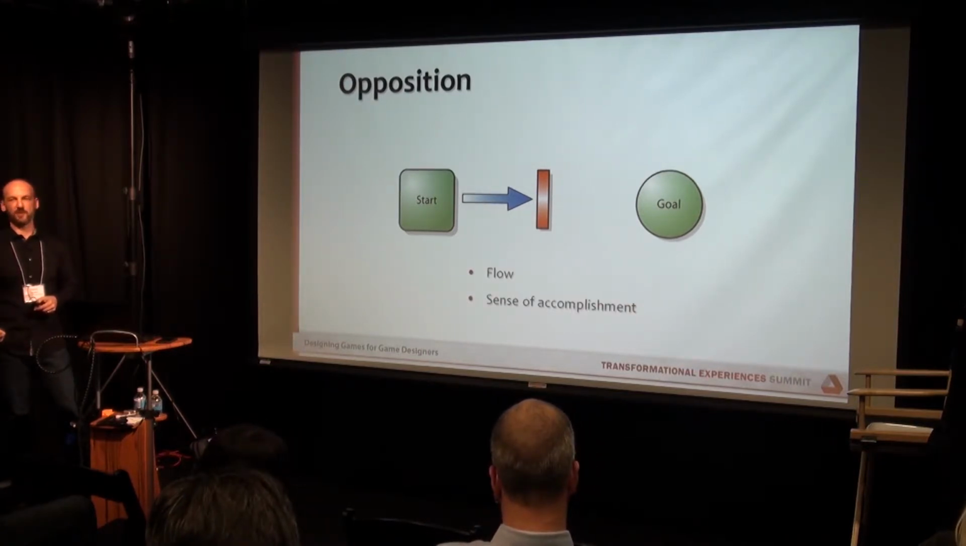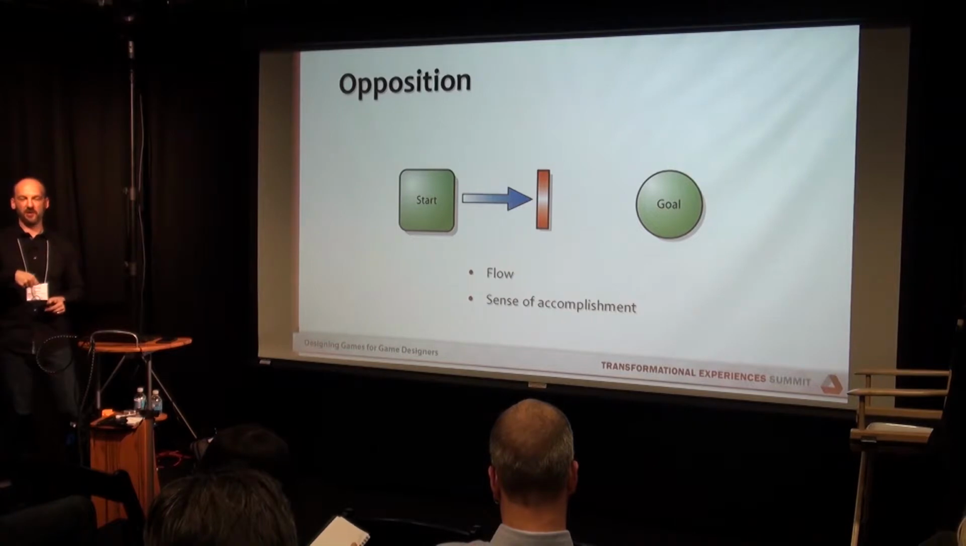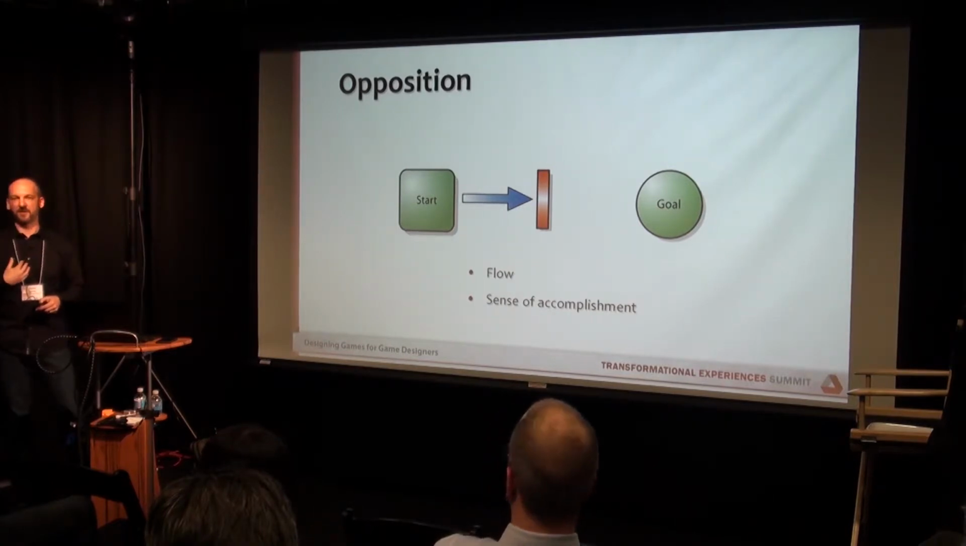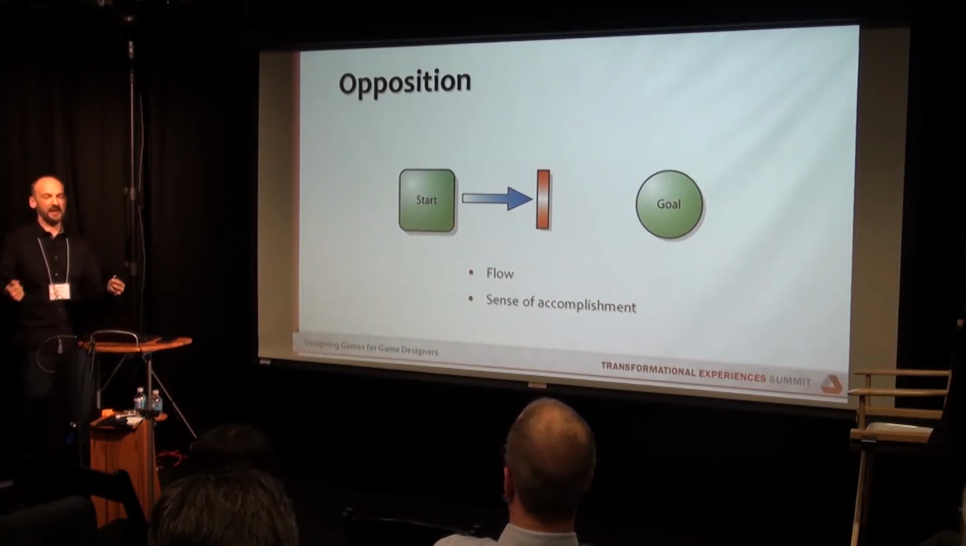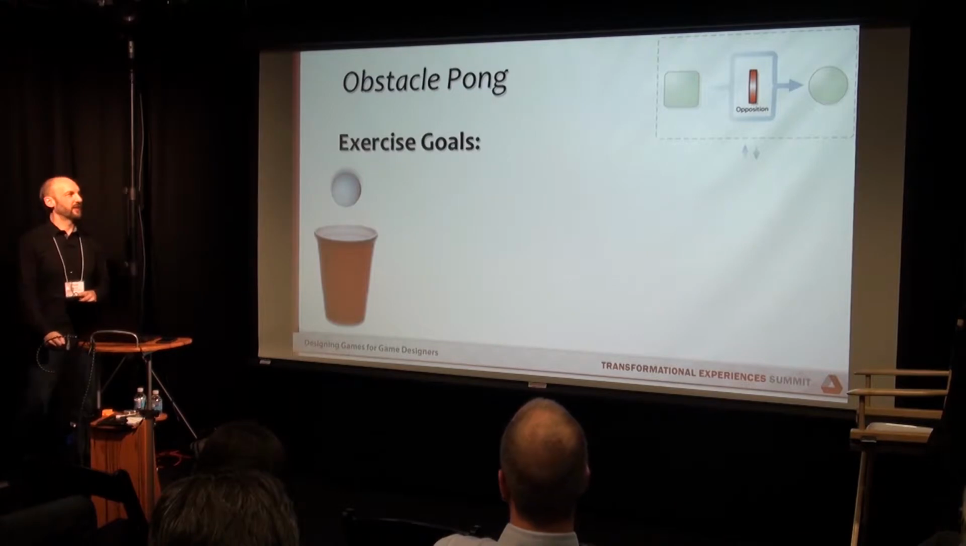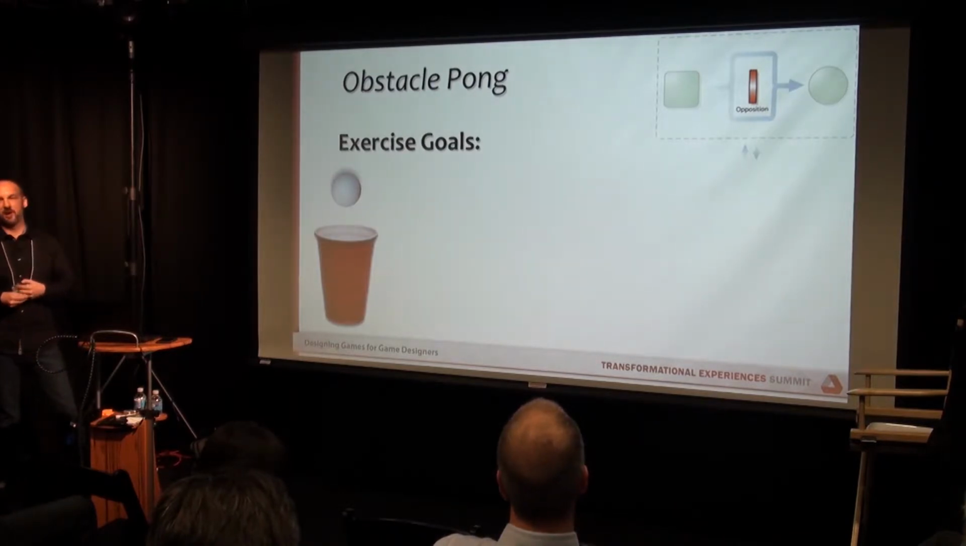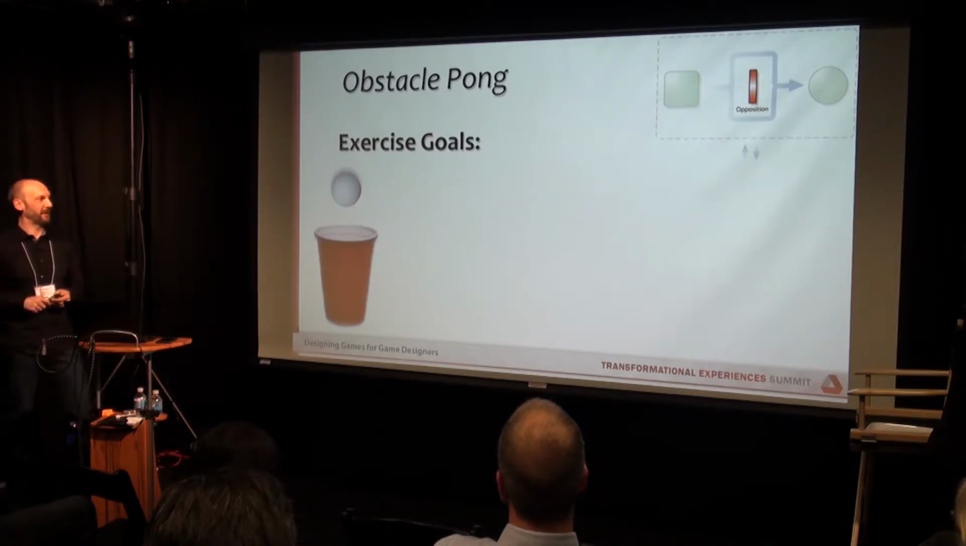And there's a sense of accomplishment when I get around that obstacle. I feel special, I feel important. That's what takes opposition in your game from a 0 up to a 10: the player feels like, I did it, this is great. So the exercise for this one is called obstacle pong. College students know all about this, so they know what to do when you give them a ping pong ball and a red cup.